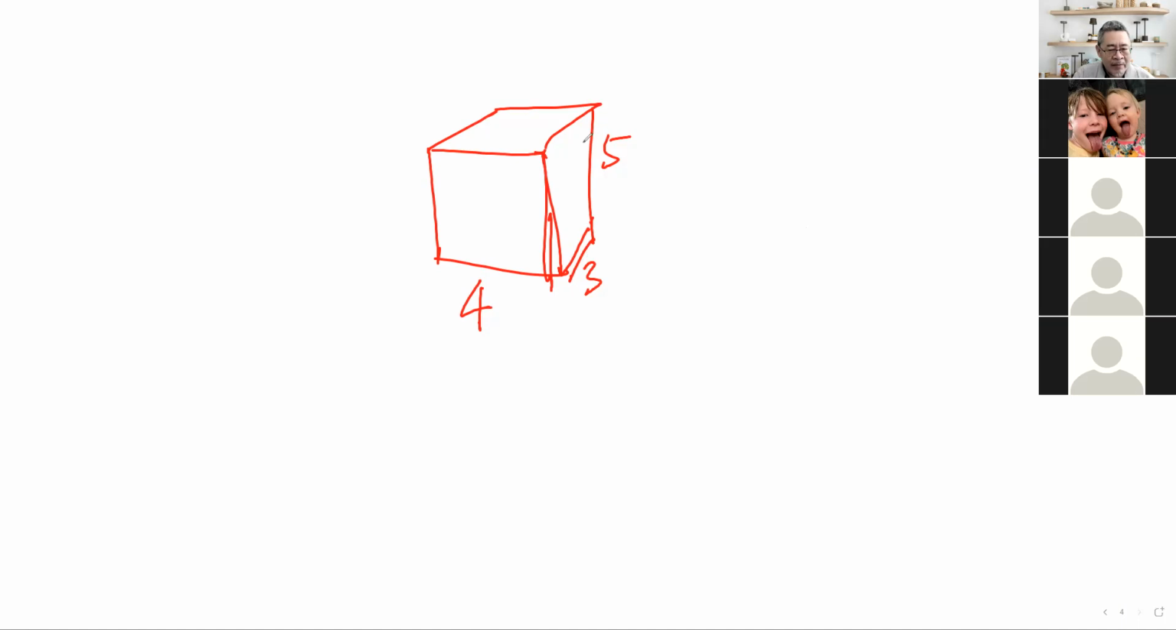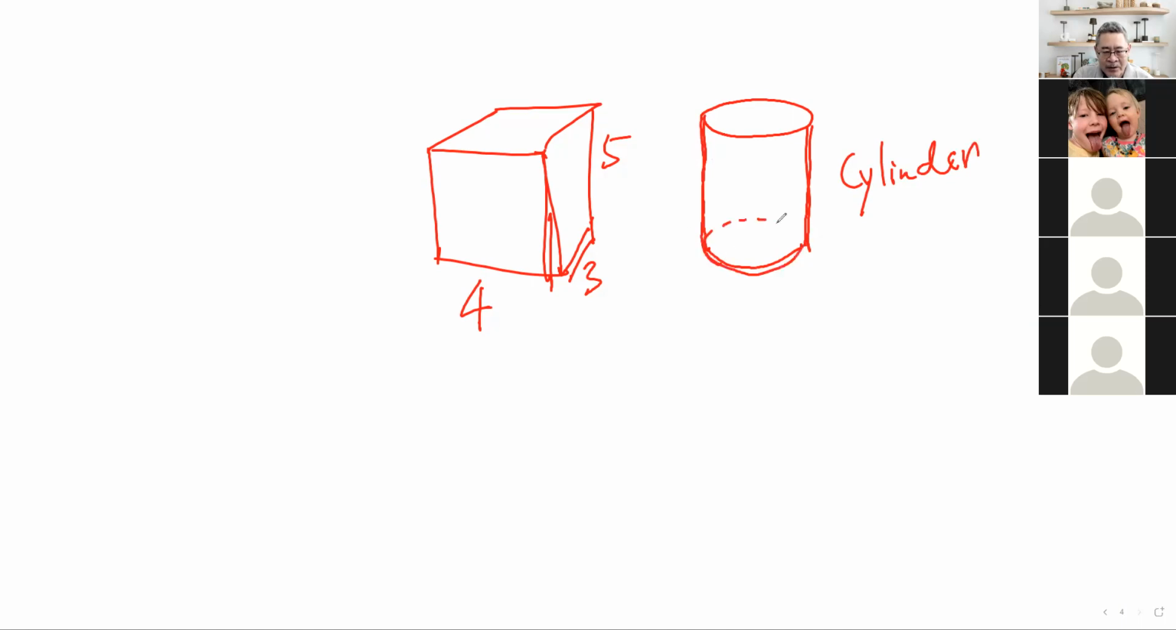Okay, so we have this prism, pretty straightforward. We just find the base area, which is 12, times the height. Then we got 60. Now we have something similar, but our base area is actually a circle. This is called a cylinder. The idea is still the same: the volume is the base area, which is a circle, times the height.